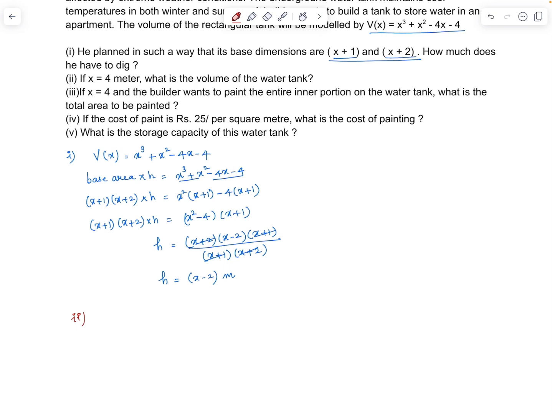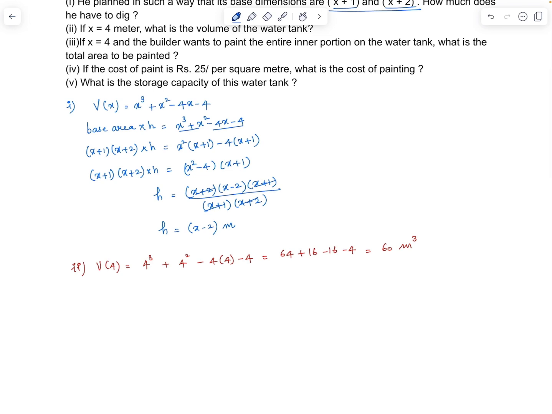In the place of x, let's substitute 4. So V of 4 is equal to 4 cube plus 4 square minus 4 times 4 minus 4, which is 60 meter cube. Question number 3. If x is equal to 4 and the builder wants to paint the entire inner portion of the water tank, what is the total area to be painted?